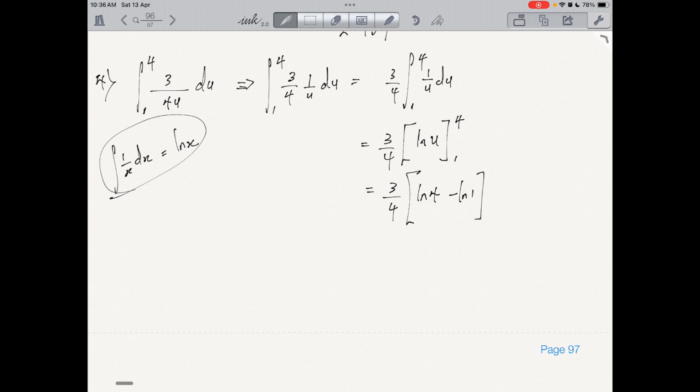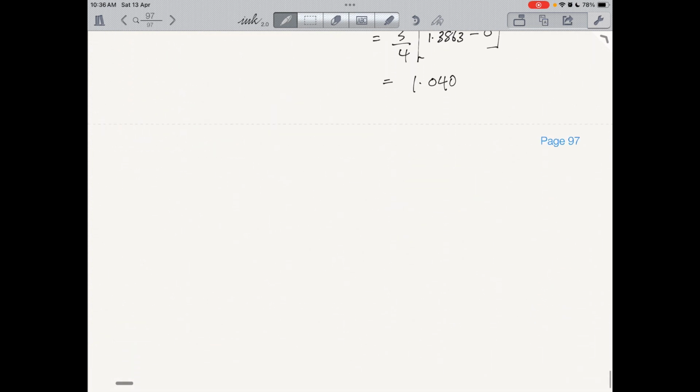And that will give us 3 over 4 into 1.3863, and logarithm of 1 is 0. Now our answer will give us 1.040. Let's take 2 more examples.